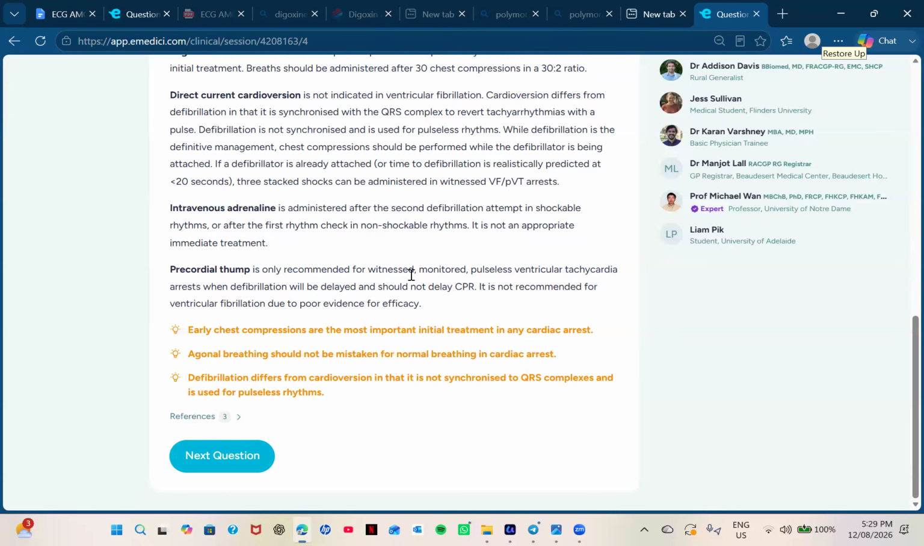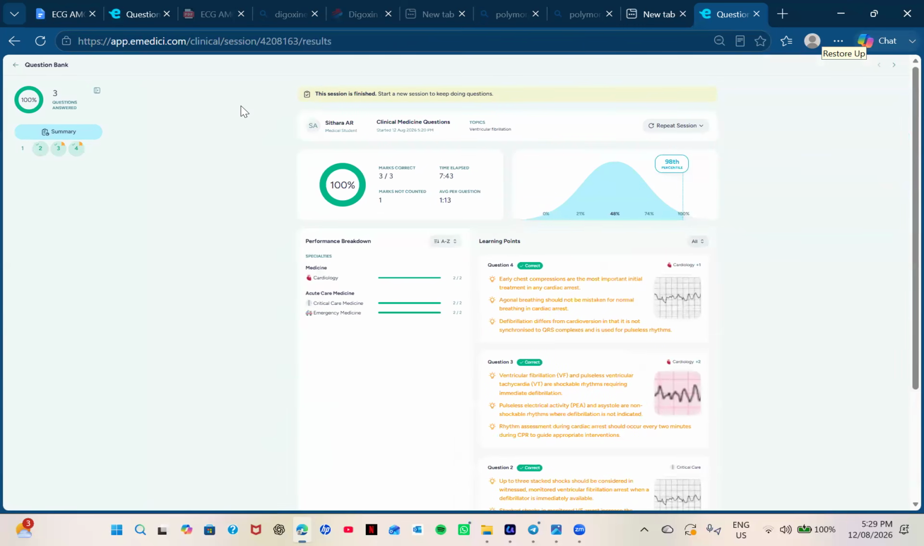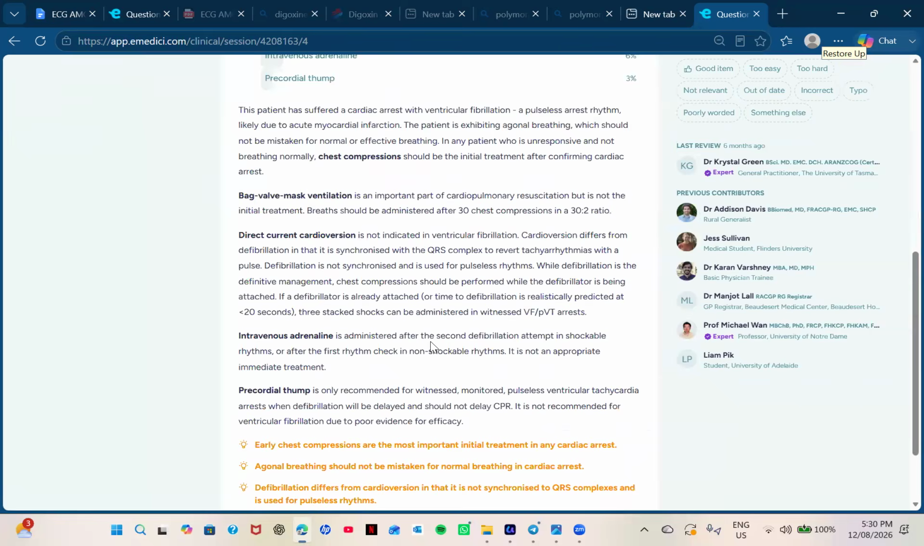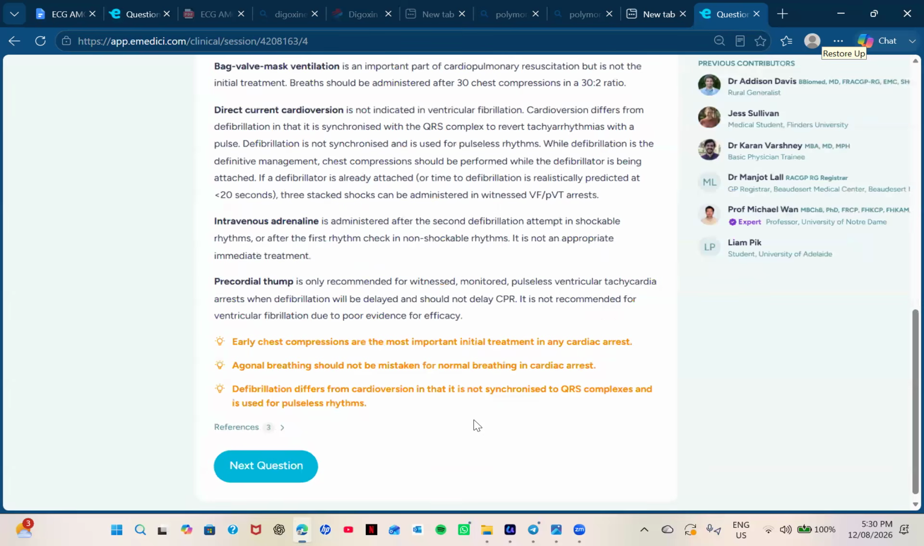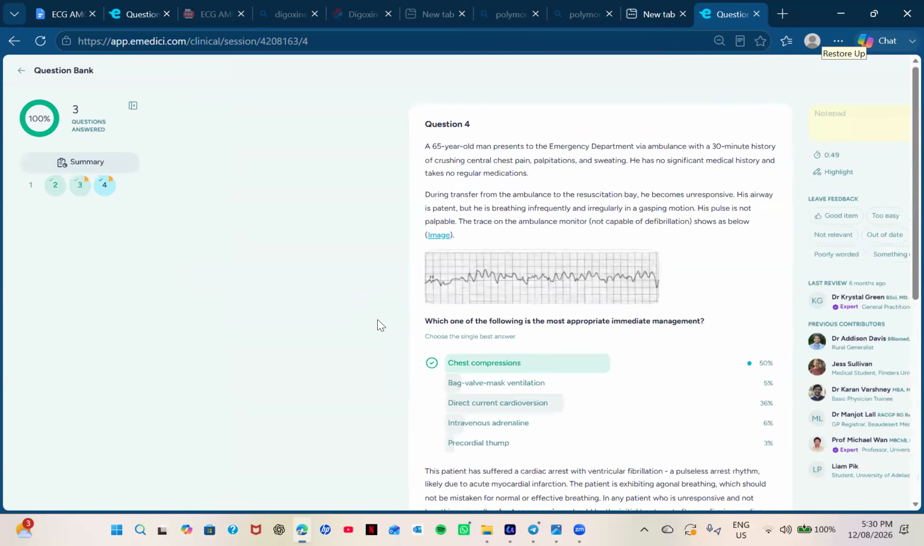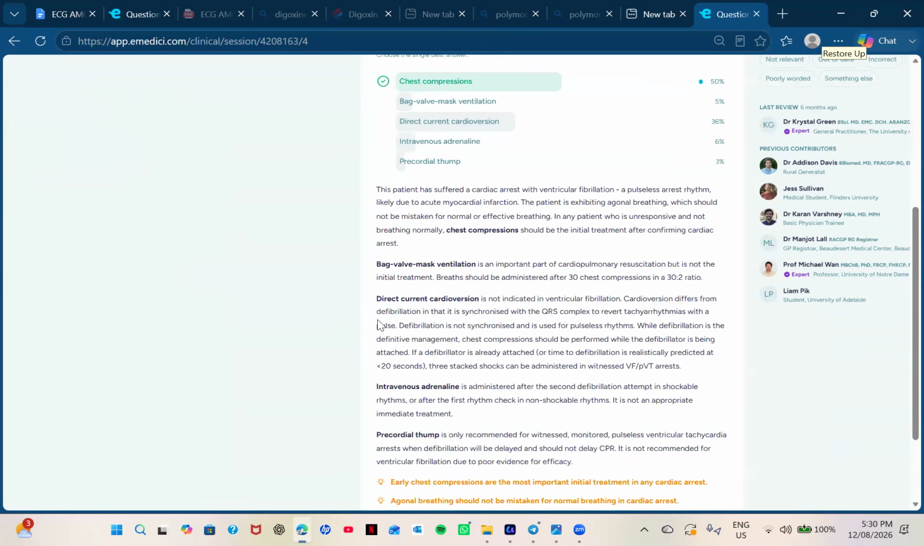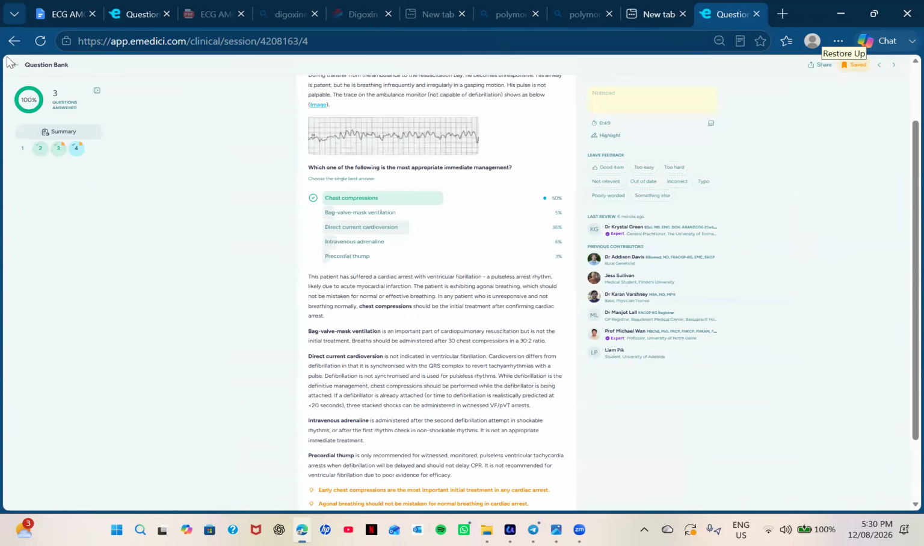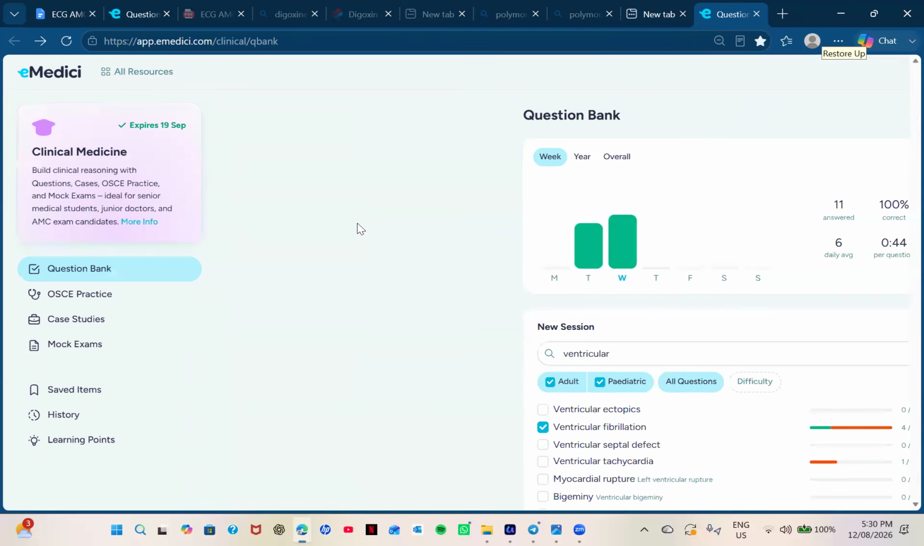But if you are witnessing this, the patient is attached to the monitor, or is in the ICU, and the defibrillator is immediately available, in that case you have to go with immediate defibrillation, right? Defibrillator, that is very important here. Also, defibrillation differs from cardioversion in that it is not synchronized to QRS complexes and is used for pulseless rhythm. That is something different they have mentioned here. And cardioversion, those are two different things, right?